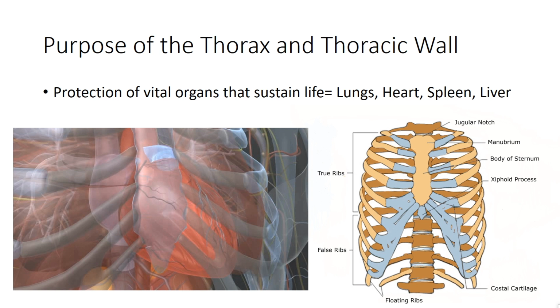And as far as the thorax and the thoracic wall, there's two things that it's important for. One is protection of vital organs and to sustain life, such as the lungs, heart, spleen, and liver. But it also serves the purpose of attachment points for muscles for respiration and movement of limbs. It's very important to know that there's attachment along these different muscles that allow for different things to be moved. And we'll be talking about some of those today.